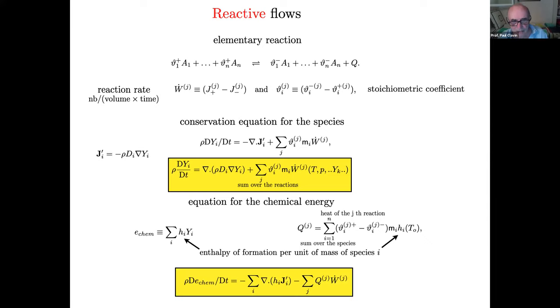Therefore, the balance of the chemical energy, written in the Lagrangian equation, takes this form, where J_i is the diffusion flux here of the species i, h_i is the enthalpy of formation per unit mass, and Q_j is the heat release by the reaction j, and omega_j is a reaction rate, which is defined per unit volume and unit time.